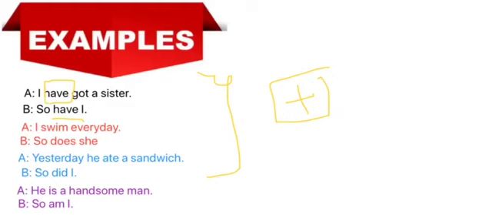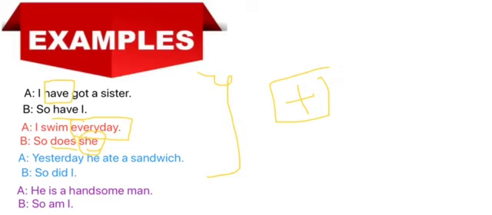I swim every day. It's affirmative, so start with so. It does not contain any auxiliary verb. Remember, we need to use the family of the verb to do. Because it's simple present tense, we need to use do or does. And because the subject is singular, we use does.